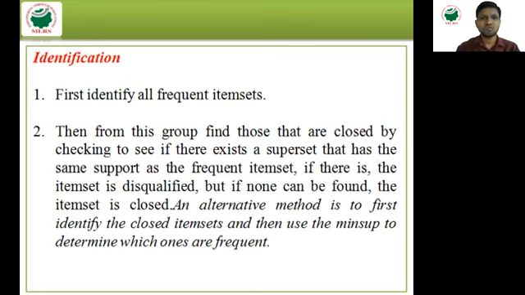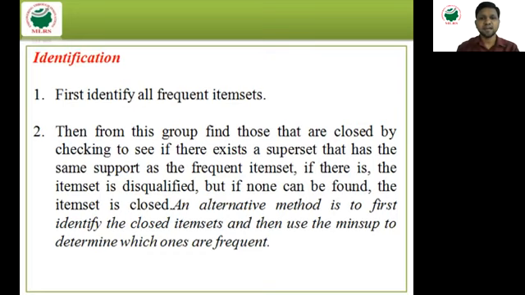So here we check whether there exists a superset. Like two customers purchased the same items. In that case, we see if there exists a superset that has the same support as the frequent item set. If there is, the item set is disqualified. Suppose, for example only, 10 customers visit the supermarket, and different customers purchase different items. That may be disqualified.